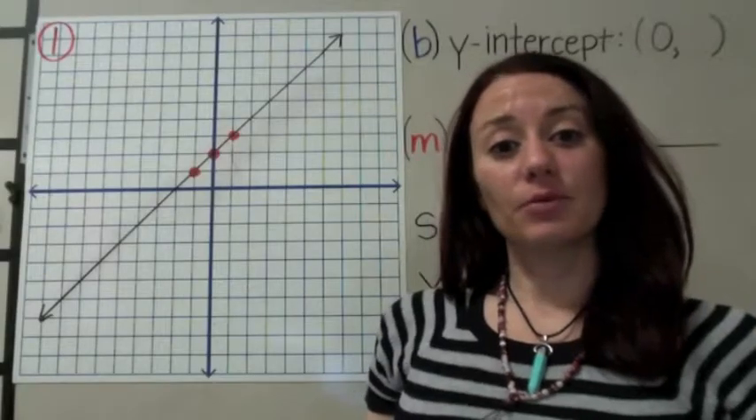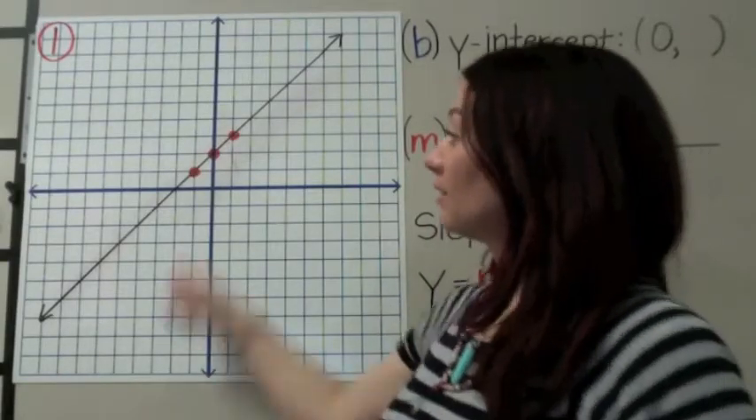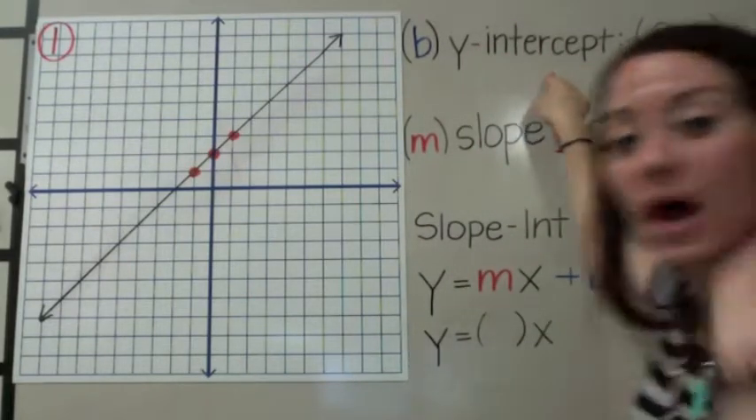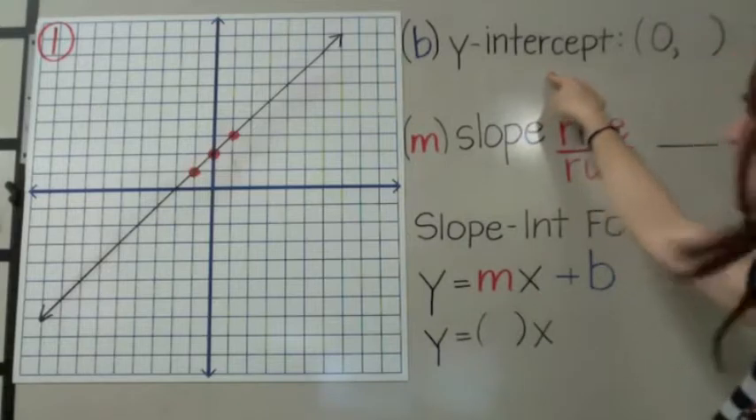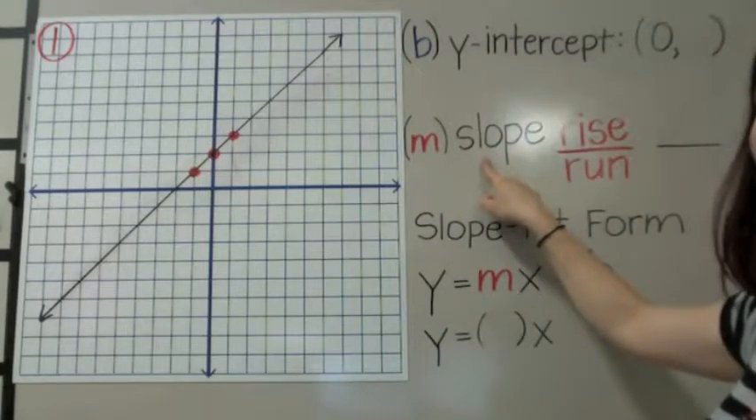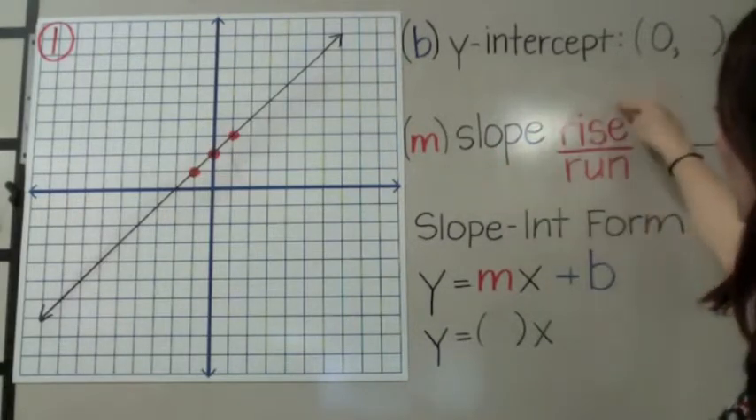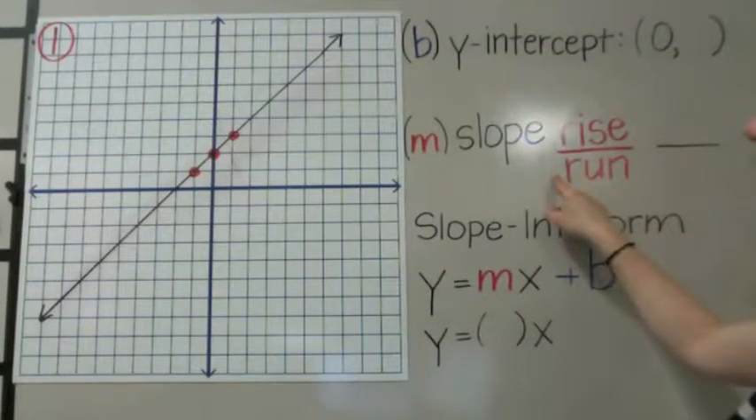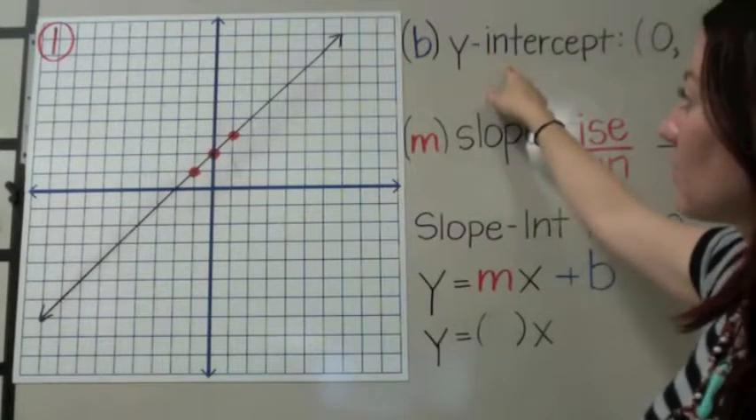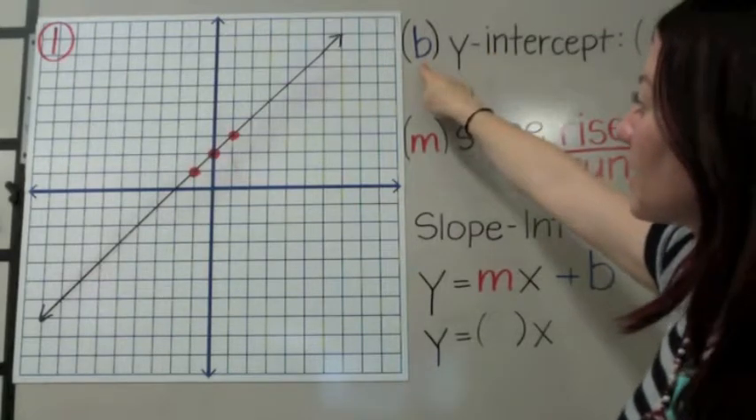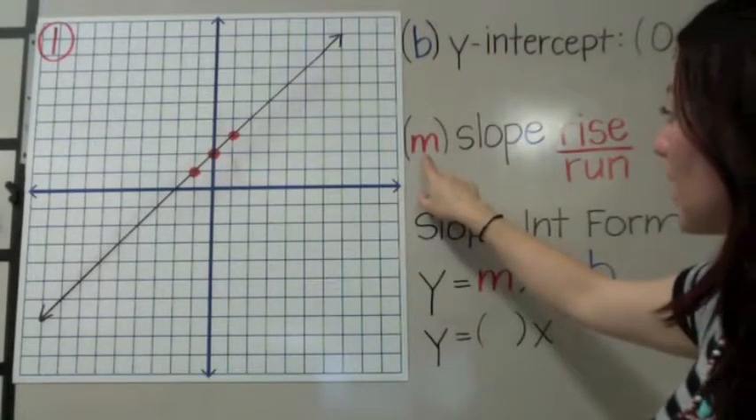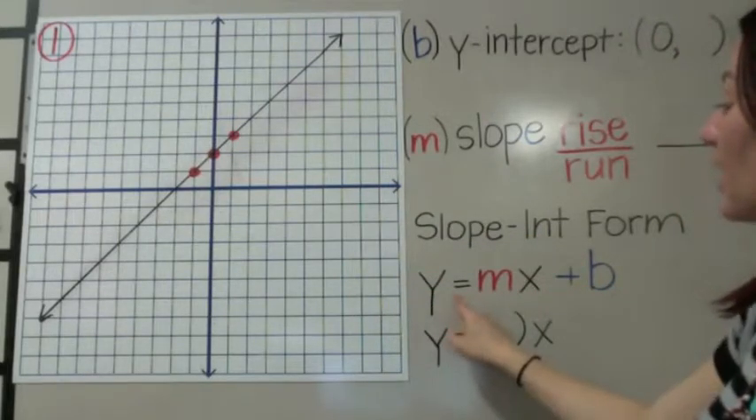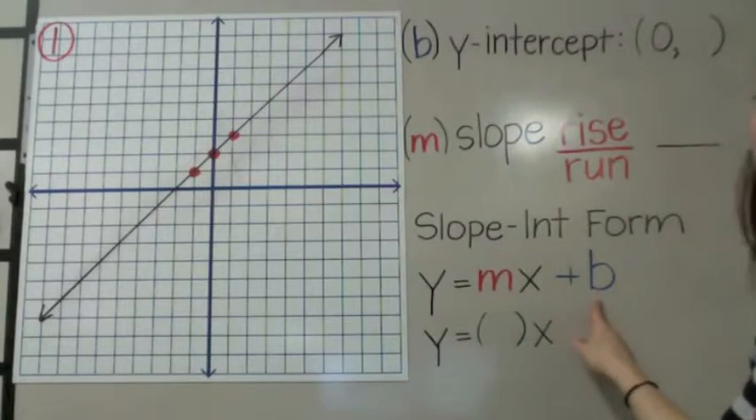Let's take a look at example 1. In example 1, we see a line and we're asked to identify its y-intercept, the slope of the line, which is rise over run. And then we're asked to take the y-intercept, which is represented as b, and the slope, which is represented as m, and put it in the slope-intercept form, which is y equals mx plus b.